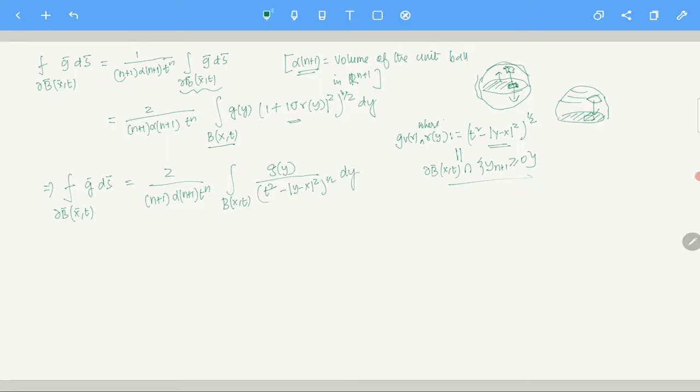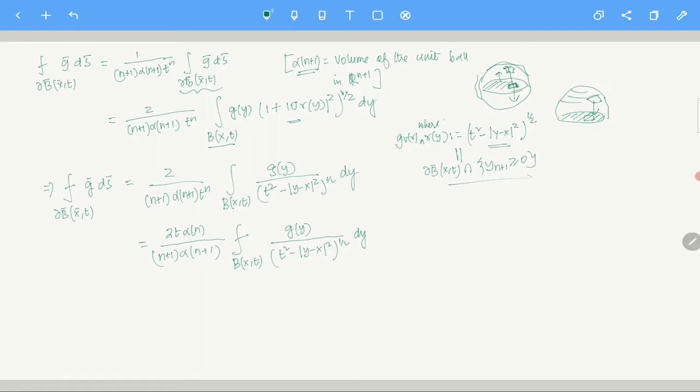Clear? Okay, now if we want to write this properly in terms of the average, that will give us 2t alpha n by n plus 1 alpha n plus 1, average of b(x,t), g(y) by (t squared minus |y minus x| squared) to the power half dy.